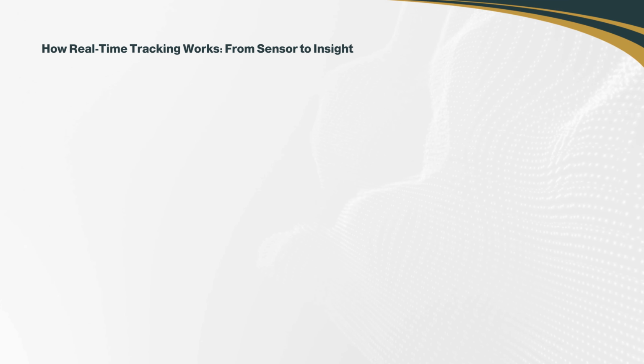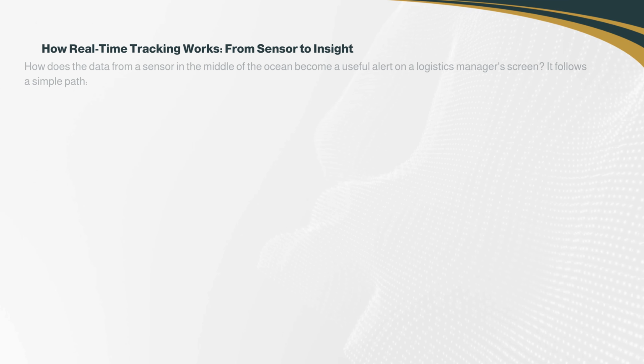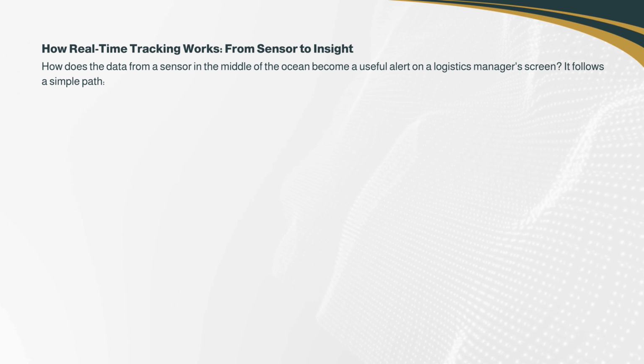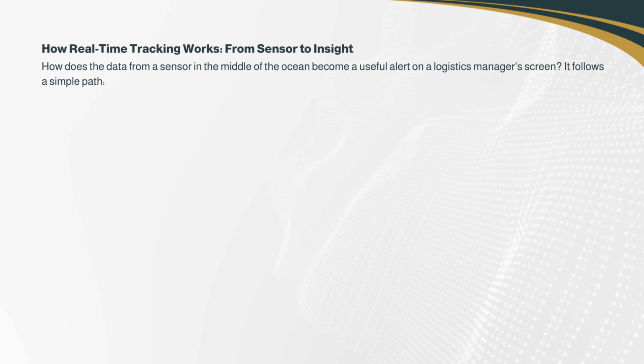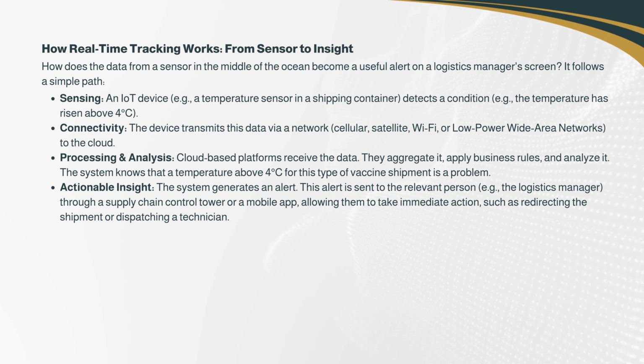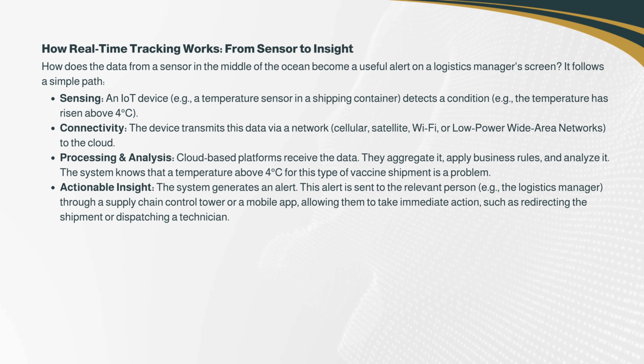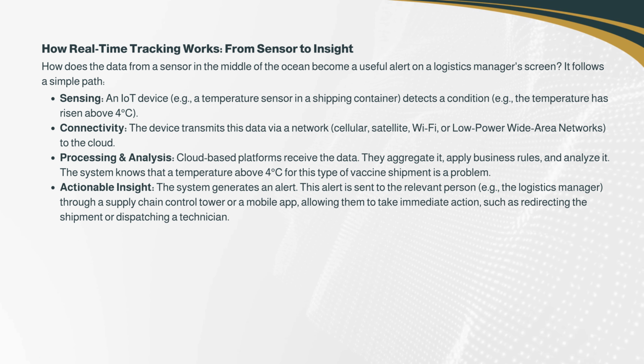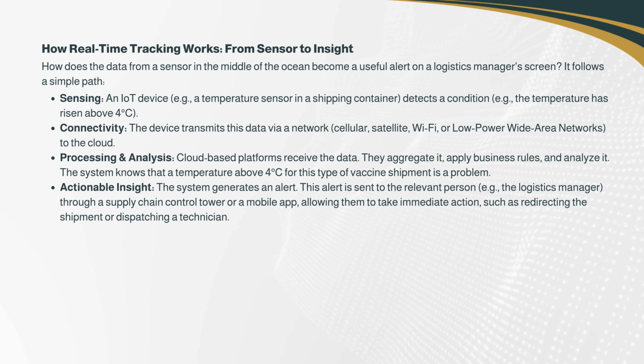How real-time tracking works, from sensor to insight. How does the data from a sensor in the middle of the ocean become a useful alert on a logistics manager's screen? It follows a simple path. Sensing. An IoT device, e.g., a temperature sensor in a shipping container, detects a condition, e.g., the temperature has risen above 4 degrees Celsius.